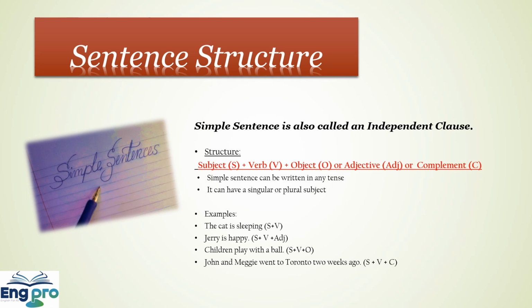Okay, so let's begin with a basic sentence, which is probably the simplest one to learn. A basic sentence is also called an independent clause, which means that the sentence can stand on its own and doesn't need any extra help. So a basic sentence has a subject, verb, object, or complement. An object usually is one word, but a complement can be a group of words.